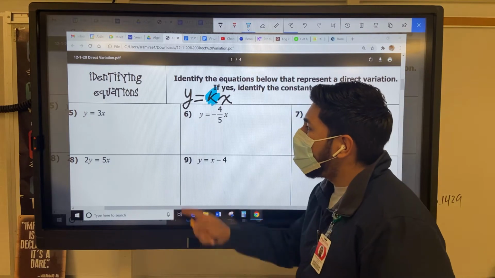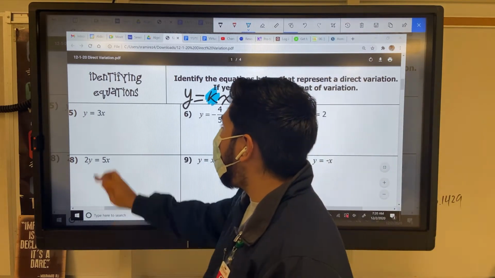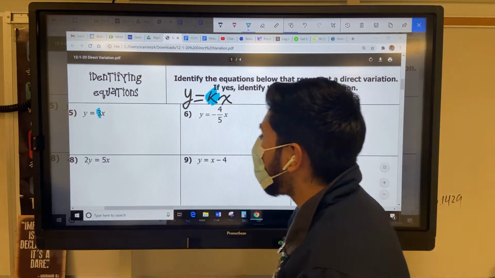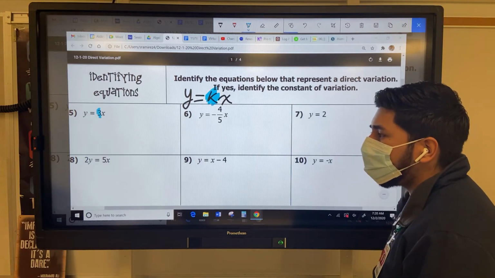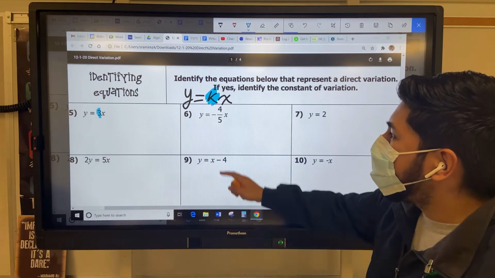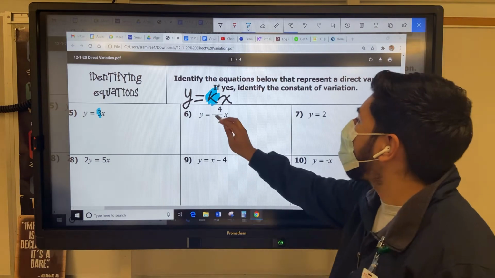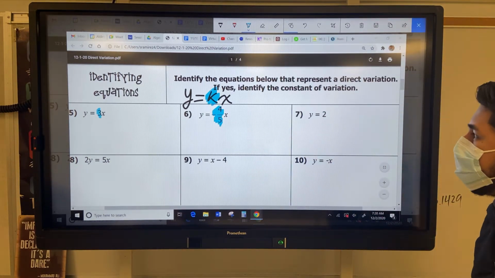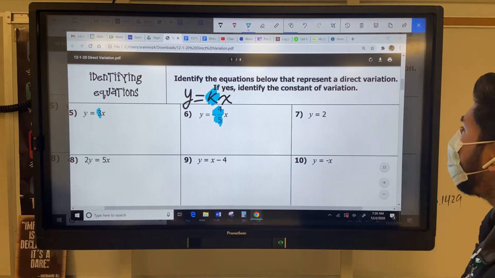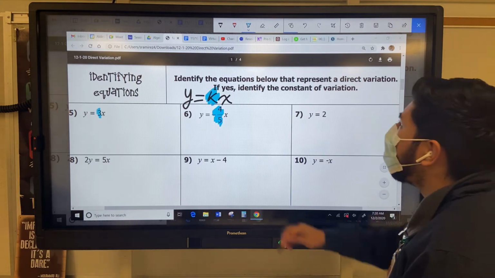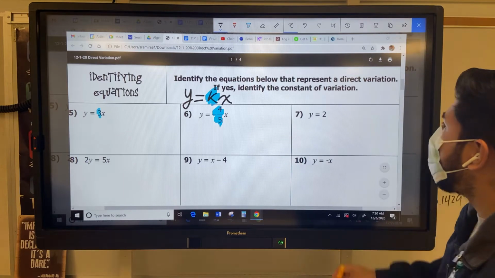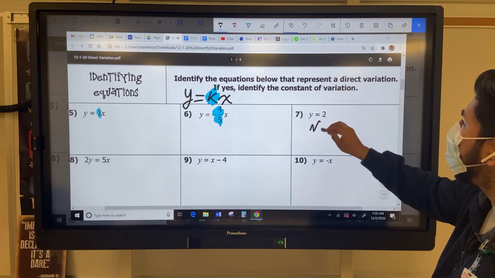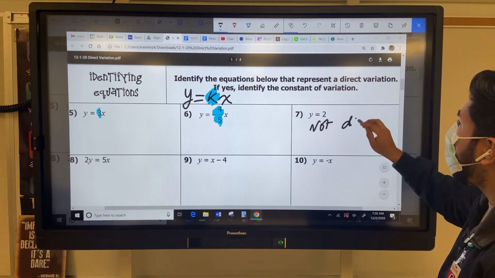Example, what's my k value for number 5? You should be able to see, okay, it's 3. 10, 4. Number 6, what is my k value? Okay, negative 4 over 5 looks good. Number 7, y equals 2. Is there an x variable? No, so this is not direct variation.